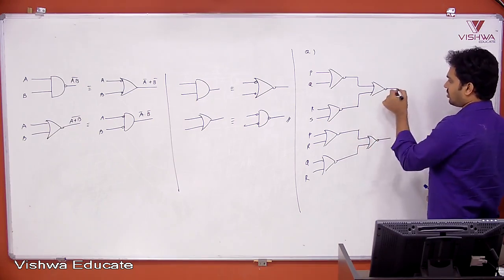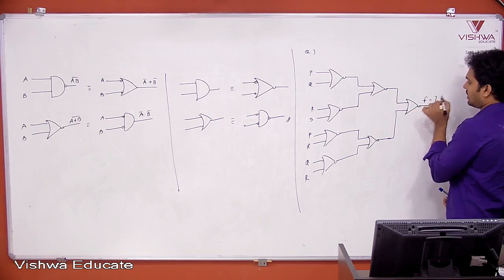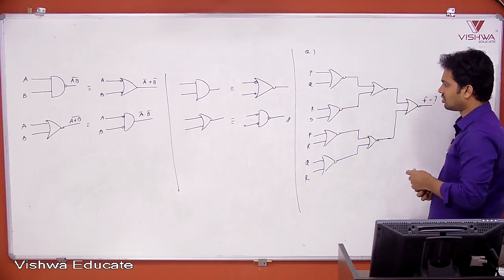So this kind of complex circuit is given. Say I ask you what is F. First copy up to this. I will show you how to solve this. First copy this.